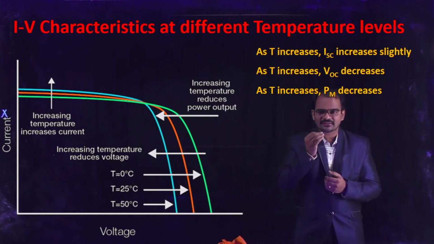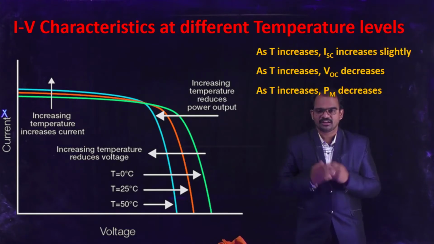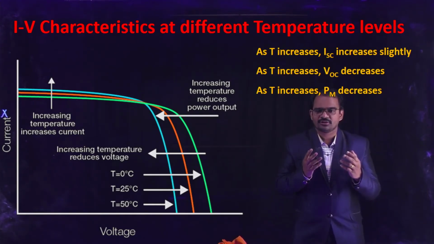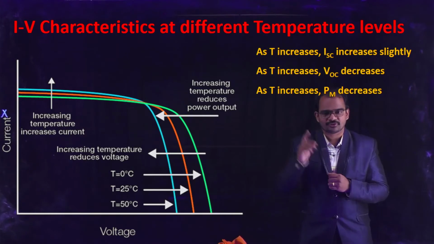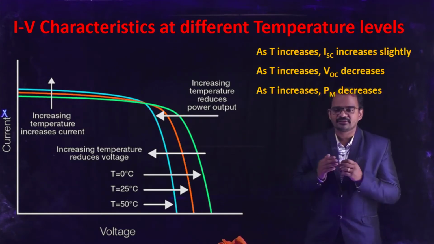So the current has a positive temperature coefficient, whereas the voltage and power have a negative temperature coefficient in a solar PV module. That is, as temperature increases, the short circuit current increases slightly, whereas both power and voltage decrease in a PV module. Now let's see three different levels of temperature. The first one is 0 degrees centigrade, the second one is 25 degrees centigrade, the third one is 50 degrees centigrade. Now let us see what happens.